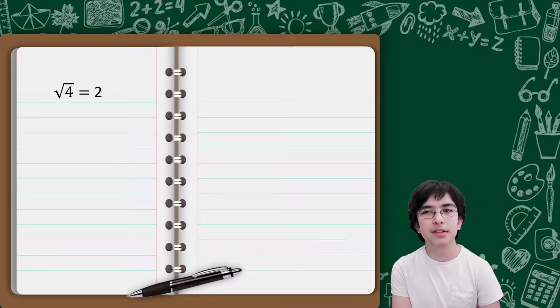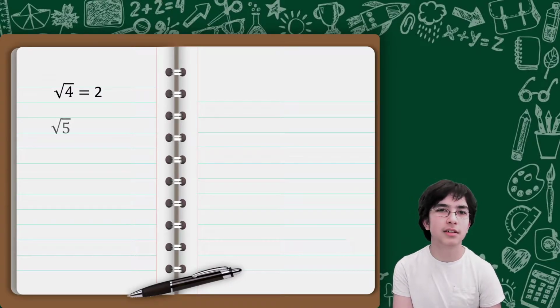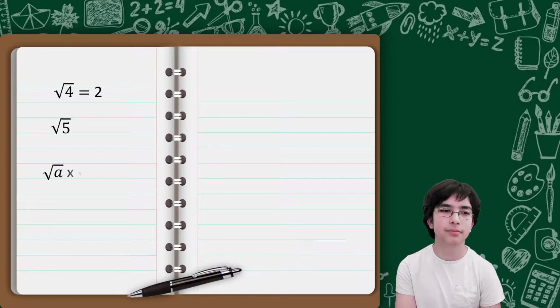Here's an example of an irrational square root: the square root of 5. It has an infinite number of decimal places, and it just keeps going.